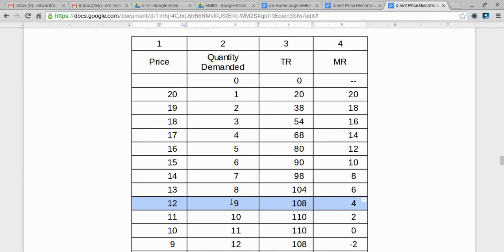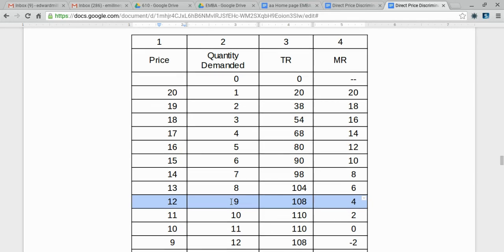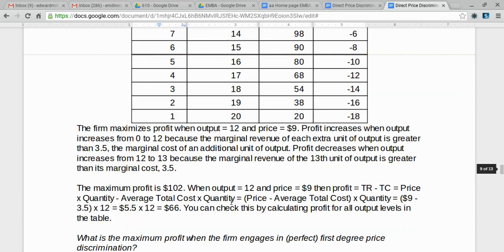To find the maximum profit, all we've got to do now is find the profit at that level of output. When output is equal to 12 and price equals $9, then profit equals total revenue minus total cost. Total revenue is price times quantity. Total cost is average total cost times quantity.